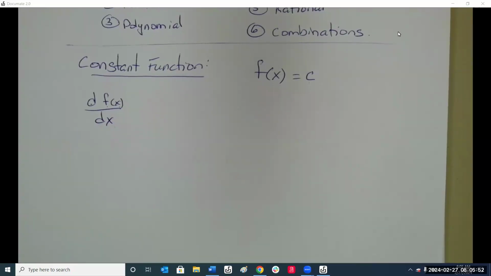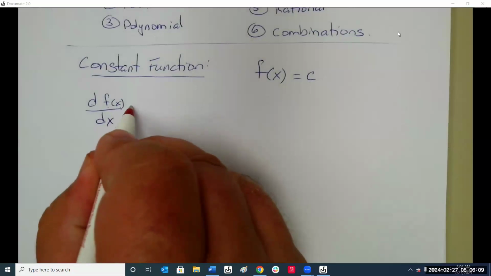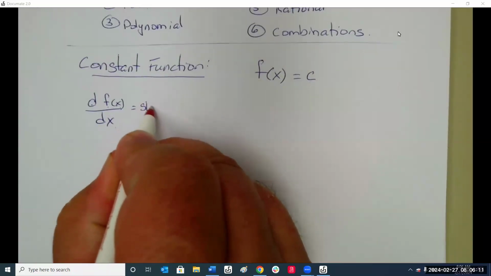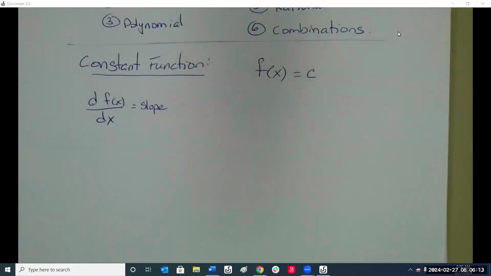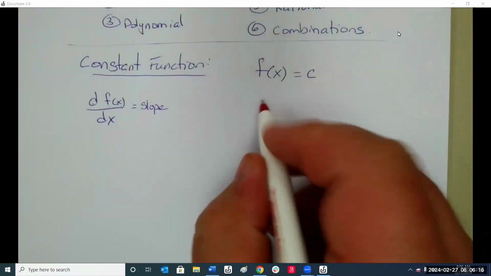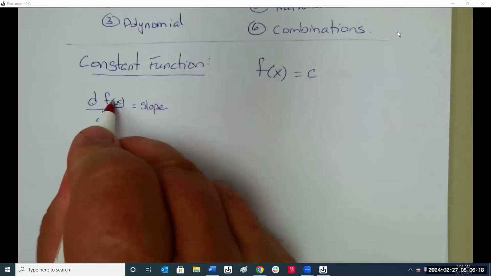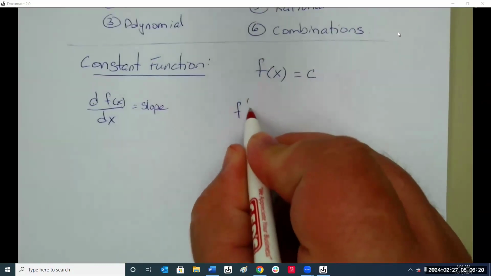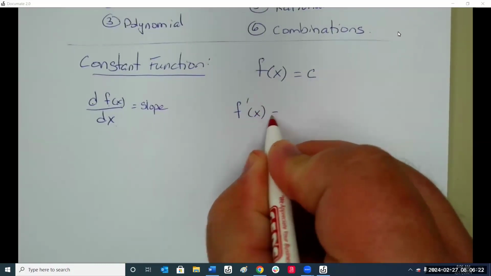So in a function, the only thing that you're going to differentiate is the parts that have x. Because what does a derivative find? It finds a slope. So the derivative of this function, what's another way of writing the derivative? We could simply write f prime of c.